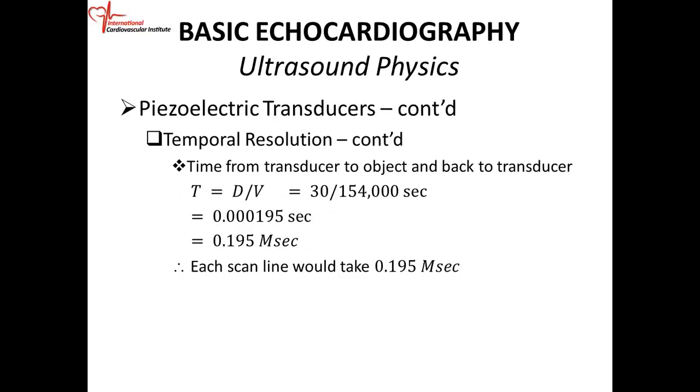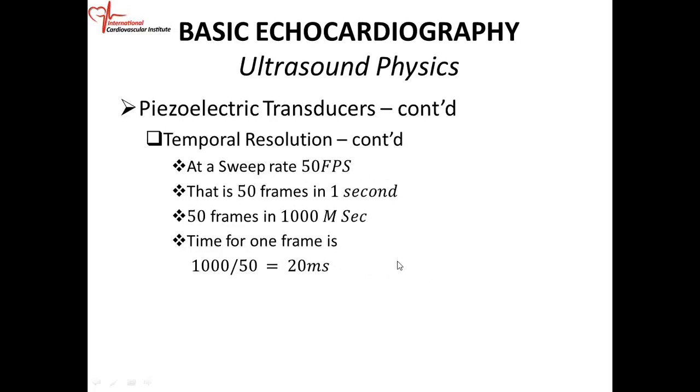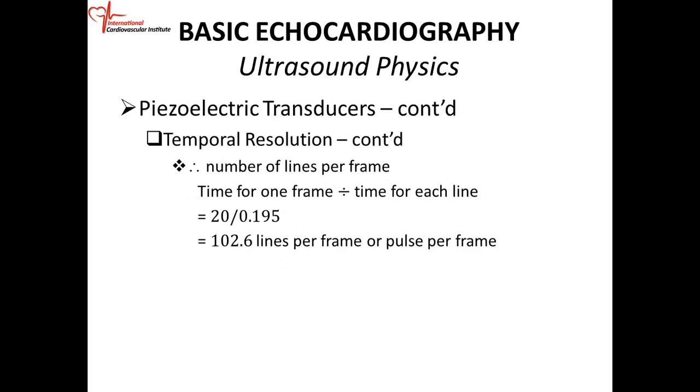Going back, remember each scan line is going to take 0.195 milliseconds, and each frame is going to take 20 milliseconds. So to find out the number of scan lines in each frame, you divide 20 by 0.195. So the number of scan lines per frame would be 20 divided by 0.195, which is 102.6 scan lines per frame, or pulses. Remember, it's a pulse. So that is the number of scan lines per frame.